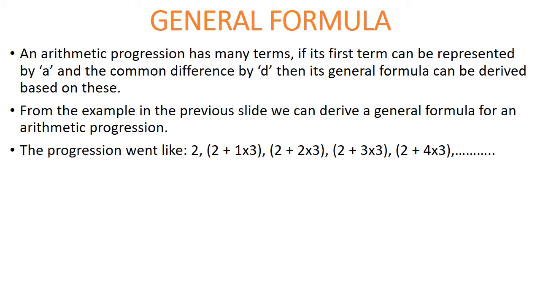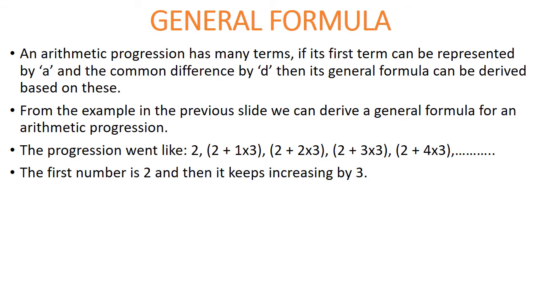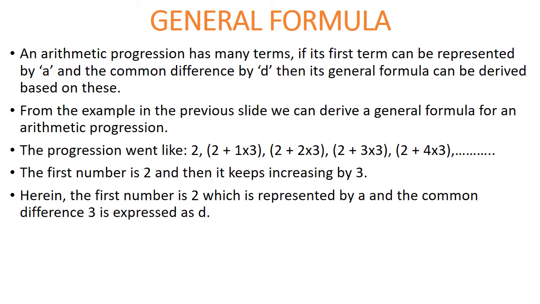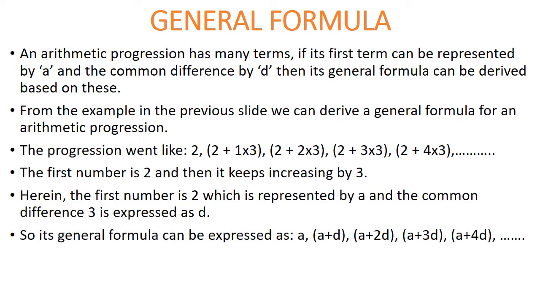Look, the d number is the same, into 3 is the same. Only the number in front of it is changing, 1, 2, 3, 4. Correct? So the first number is 2 and it keeps increasing by 3, that is d is equal to 3. So the general formula can be written as a, in place of 2 we write a, and in place of 3 we write d. a plus d, d means 1 into d, correct? a plus 2d, that means 2 into d. a plus 3d, 3 into d.